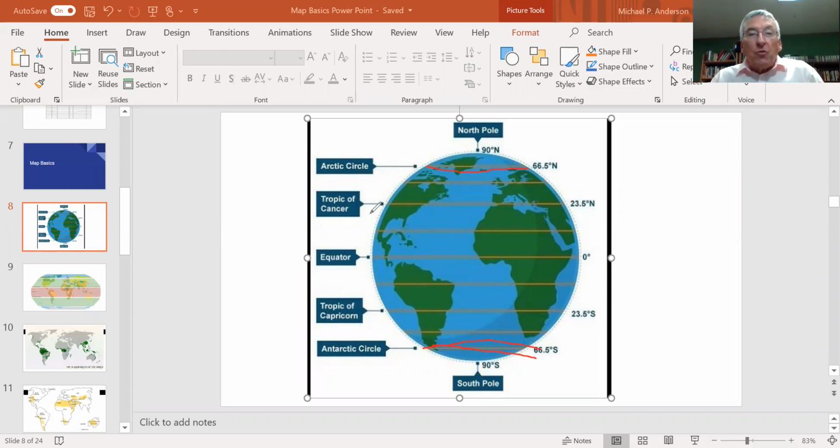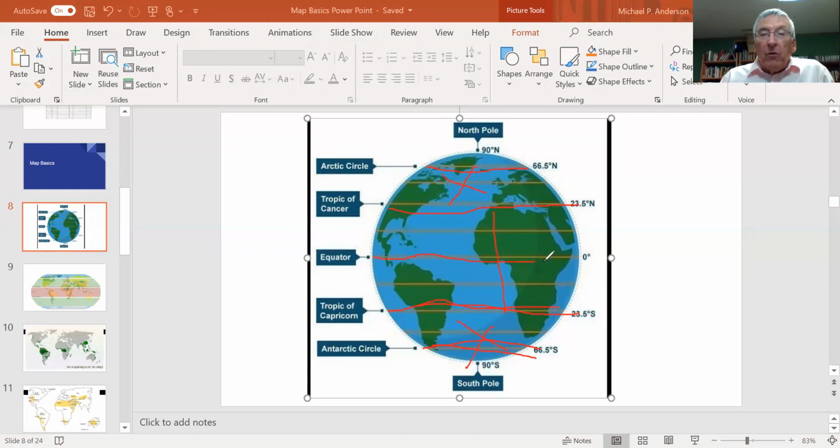We looked at the Tropic of Cancer right here and the Tropic of Capricorn right here. Remember, this line is determined by the point at which the sun will be directly overhead, as far north or as far south. Up here, the sun will never be directly overhead. It'll only be between here and here. So we have the Tropic of Cancer and the Tropic of Capricorn.